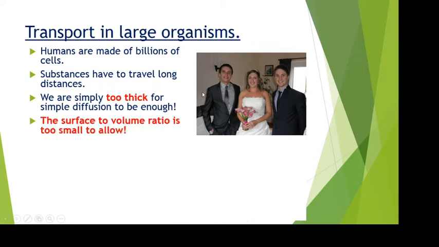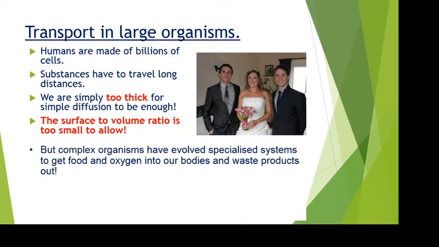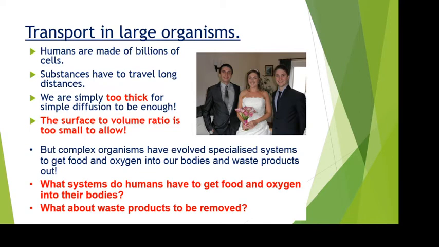Okay. So our surface-area-to-volume ratio is too small to allow simple diffusion to be enough. But we've evolved specialized systems to get those nutrients, to get that oxygen into our body. So to get food, for example, we've evolved this fantastic digestive system, the small intestine with its villi, the big surface area. We've created that surface-area-to-volume ratio with these specialized systems. To get oxygen to a body, go back to the gas exchange system. We've created these alveoli with a massive surface area. Same for CO2 being removed.